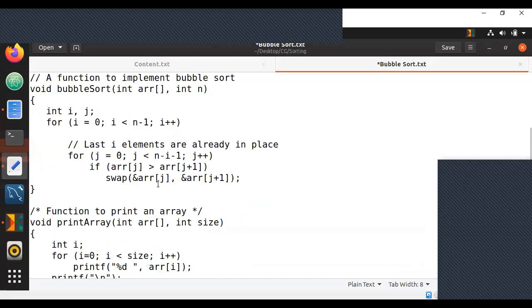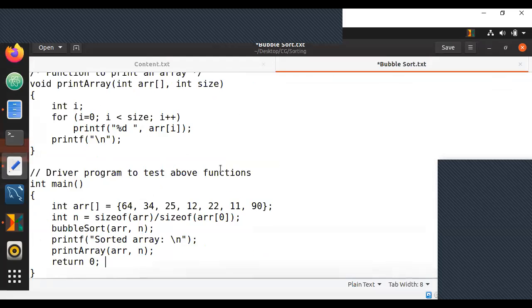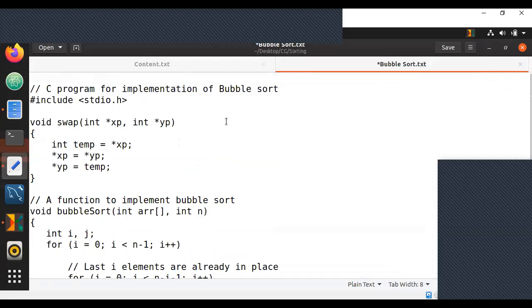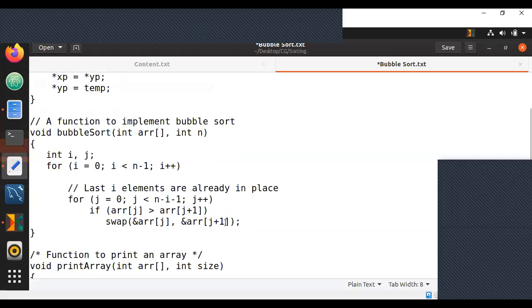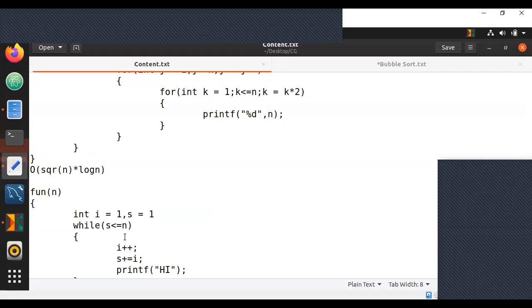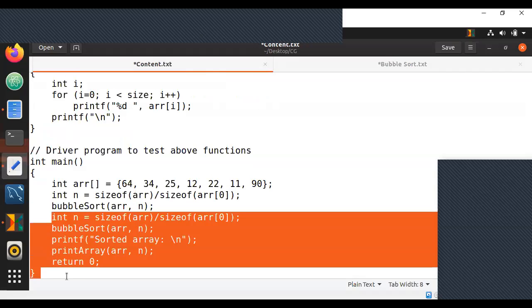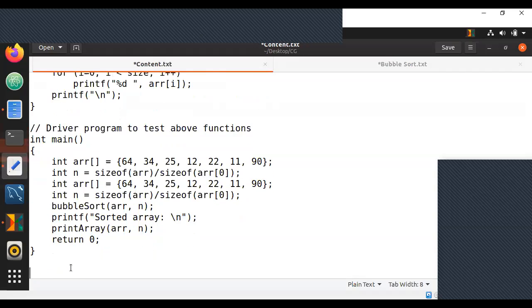Do you want me to copy the entire bubble sort program also? If you just want me to write the complexity, I'll just write the complexity. Or if you want me to copy this entire code, I'll also copy this. Okay, just the basic function part is enough. I'll just do one thing. Just write it as bubble sort code here. If you want to go through it, you can. And at the end, I'll write time complexity.